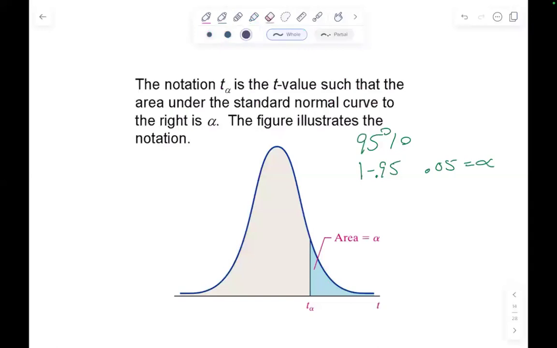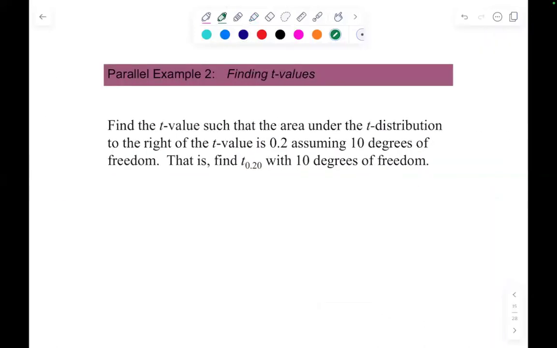If I'm looking for a confidence interval, once again, we're going to do alpha divided by 2, which would be 0.025. So the alpha is the area outside of my center. Okay. We're going to use the t value under the t distribution. We're going to look for 0.2 to the right of the t, with 10 degrees of freedom. So our alpha is 0.2, and we're going to look at 10 degrees of freedom.